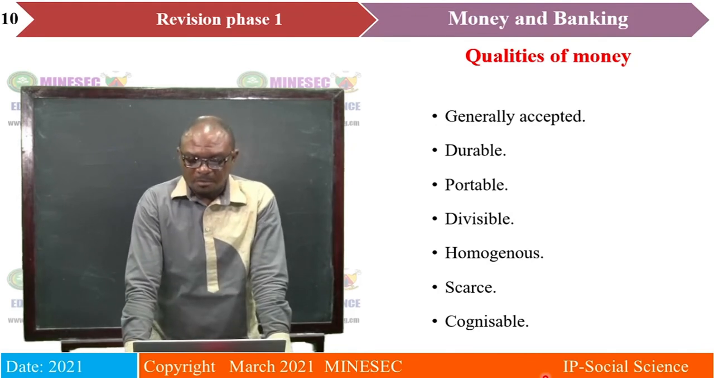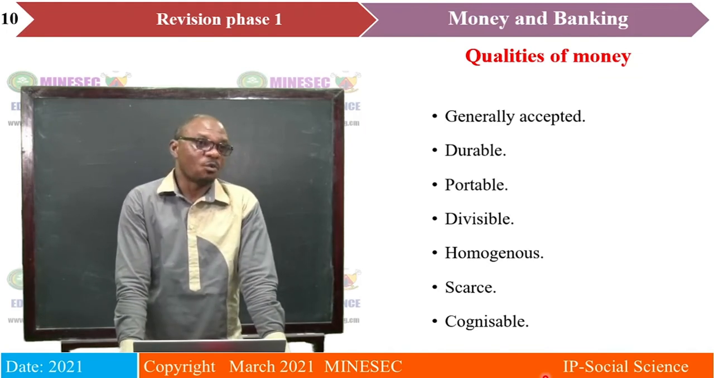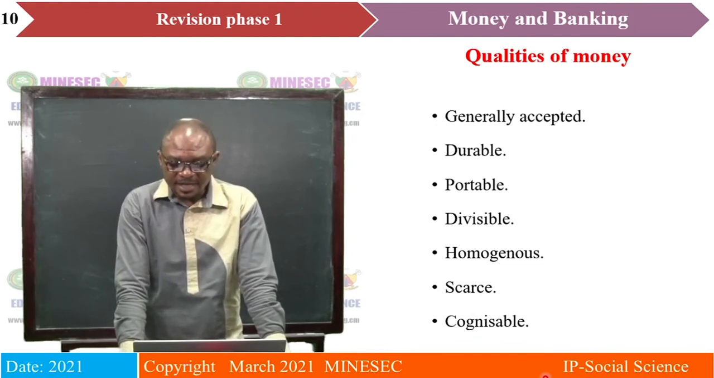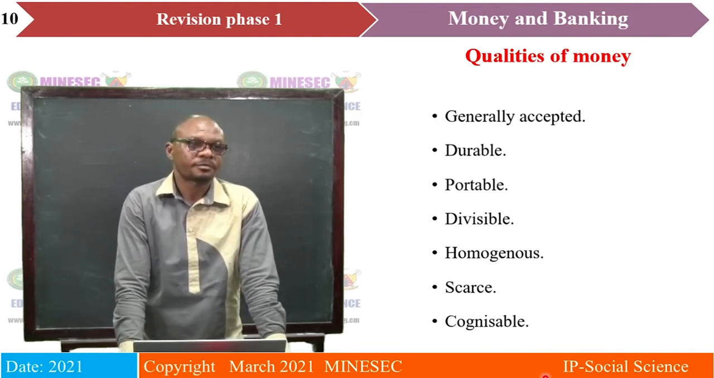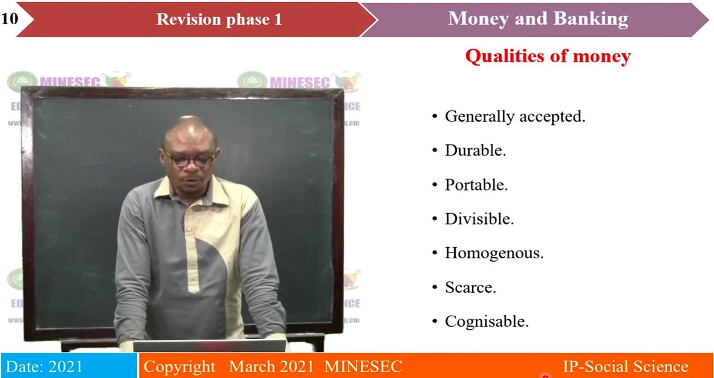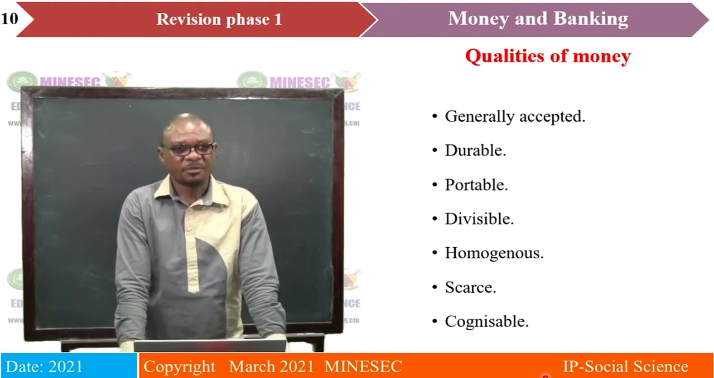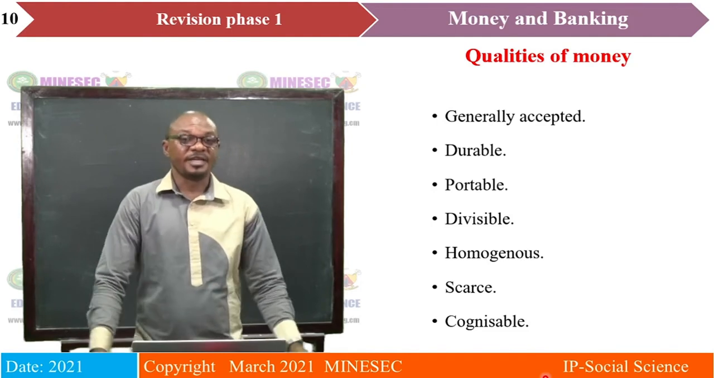Generally, money has basic characteristics or qualities. Here we are talking about the qualities of good money. First, good money must be generally accepted. The general acceptability makes it a legal tender. It should be durable, capable of being used over a long period of time, during which its value will not deteriorate physically, seriously. Money should be portable, that's another significant characteristic. Capability of being carried around, even in large amounts, easily.